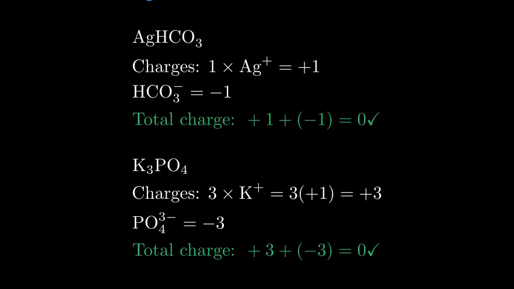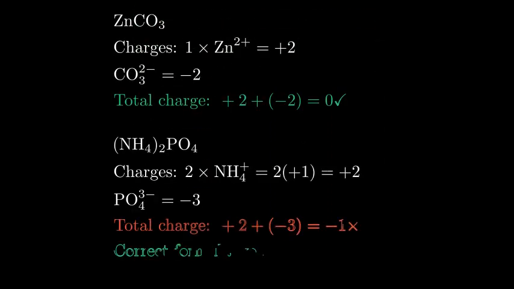For potassium phosphate, we have 3 potassium ions, each with a charge of +1, giving a total positive charge of +3. The phosphate ion has a charge of -3. Since 3 positive equals 3 negative, the charges balance out, and this formula is also correct. So both formulas in option C are correct.